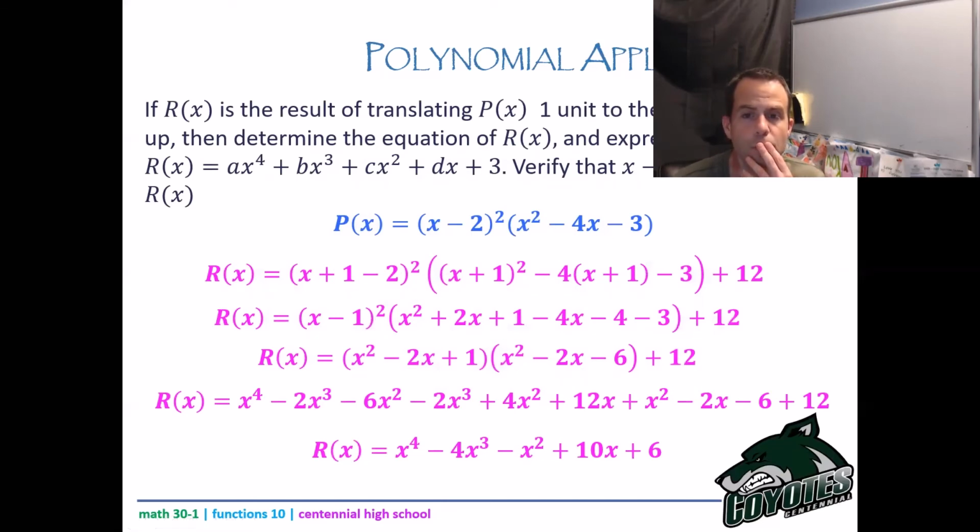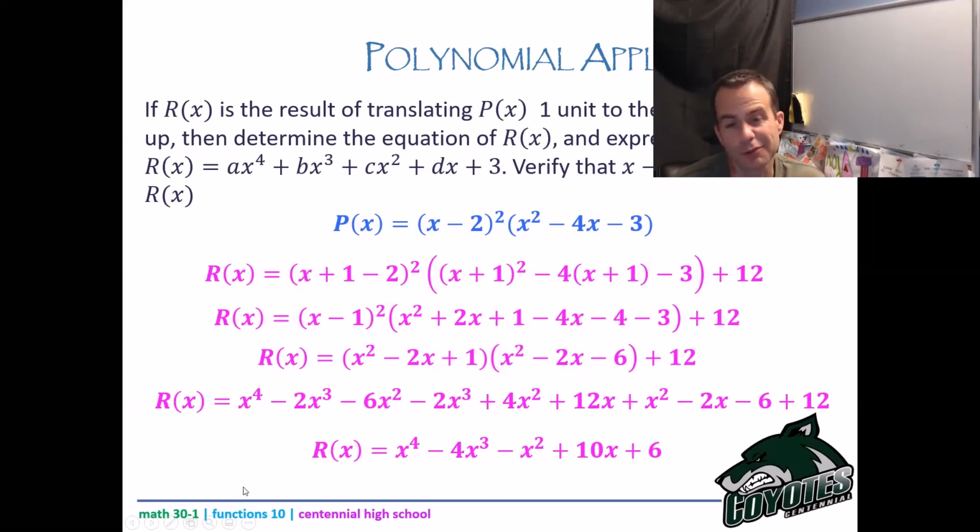So now what we're going to do is we're going to replace my x with x plus 1, and we're going to add 12 to the end. Just like I did with the original general form, I'm just using the factored form instead, okay? All right, so I end up with x plus 1 minus 2, so that's where the x minus 1 comes from. Here, I have to square that, so that's x squared plus 2x plus 1. Distribute the negative 4. I need to clean all this up a little bit. So that gives me the x squared minus 2x minus 6.